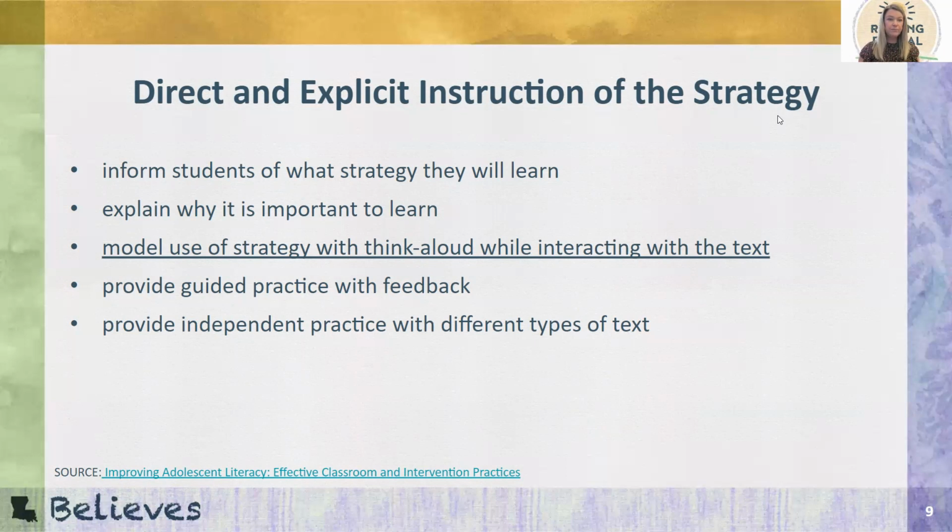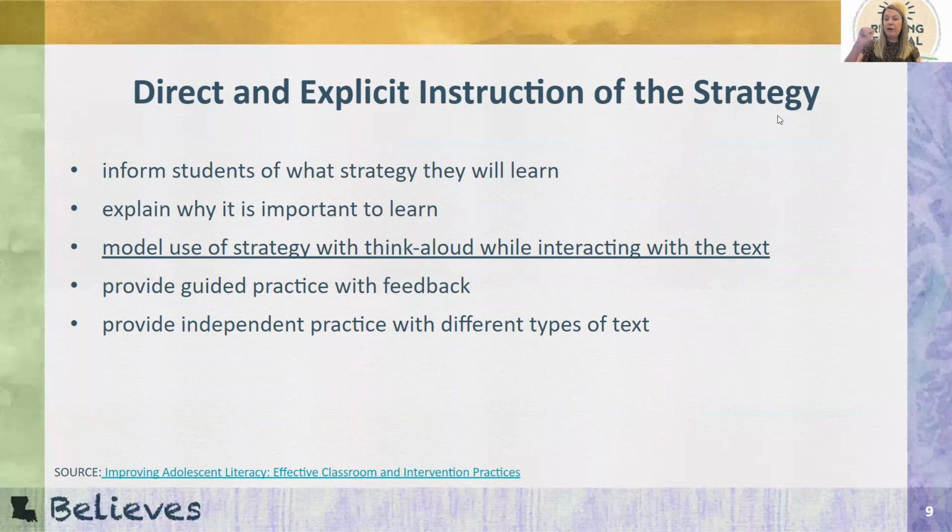You're going to use this strategy. You're going to model the use of the strategy with a think aloud while interacting with the text. So if the text is 2 tables or 2 paragraphs, take one of those and do a think aloud behind what your writing would look like before you release them to go write about it. Let them know what your process is.